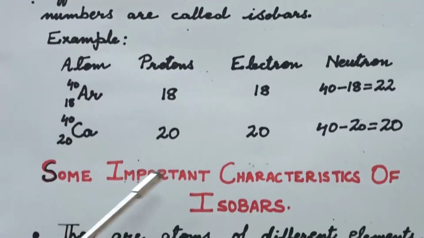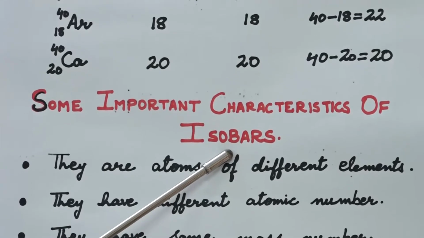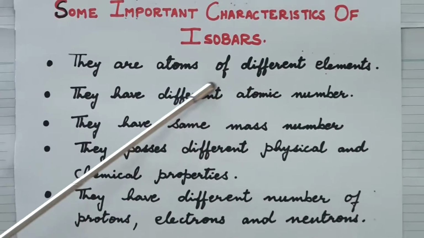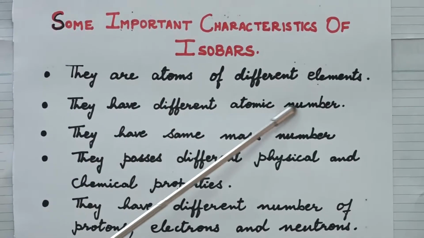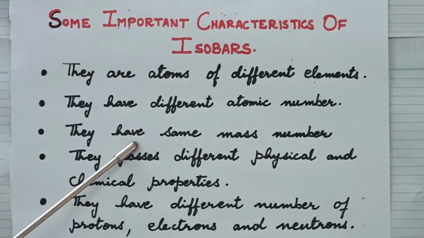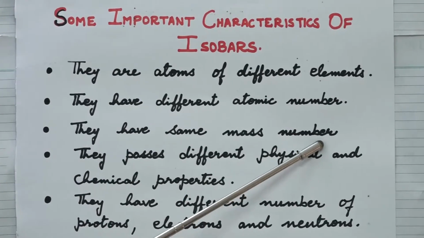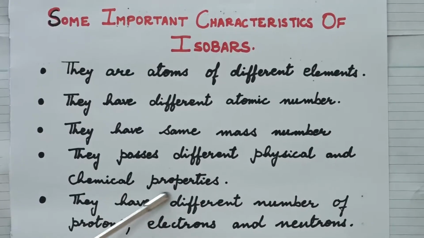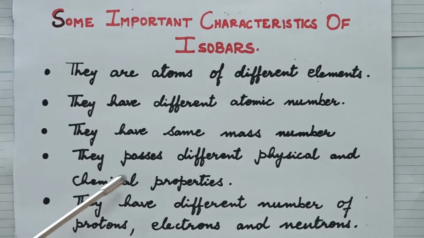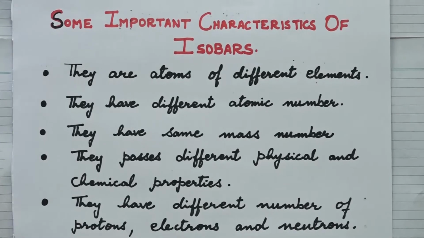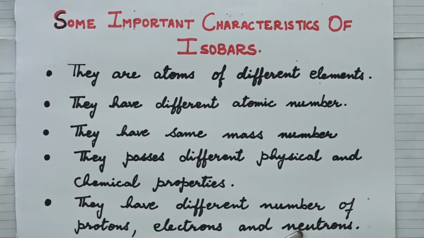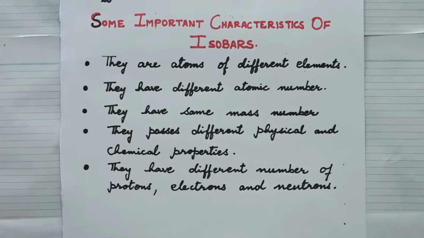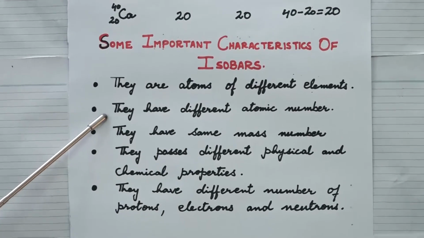Some important characteristics of isobars. Isobars are atoms of different elements. They have different atomic numbers. They have the same mass number. They possess different physical and chemical properties. They have different numbers of protons, electrons, and neutrons. Hope the difference between isotopes and isobars is clear to all of you.